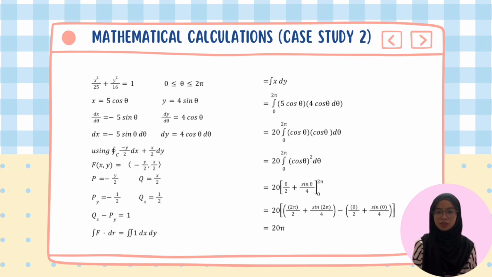After that, we use Green's theorem with the vector field of the ellipse, which is P equal to negative y over 2, Q equal to x over 2. Differentiate P with respect to y and then Q with respect to x. Then substitute into the expression Qx minus Py, and we get 1. And then convert the line integral into a double integral dx dy. Since the region is an ellipse, we integrate it with respect to x and y. The limit of integration is 0 to 2 pi, and then substitute x and dy. Integrate like usual and we get the final answer, which is 20 pi.